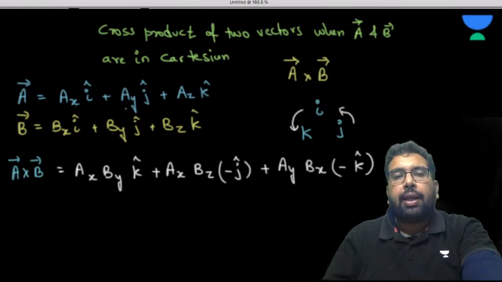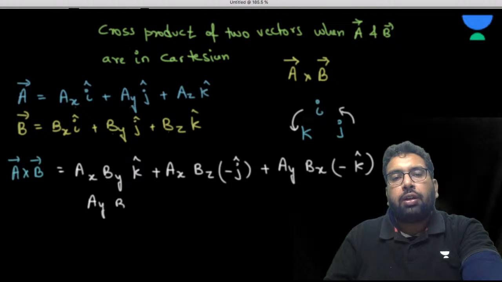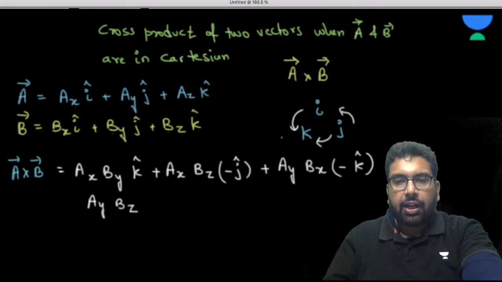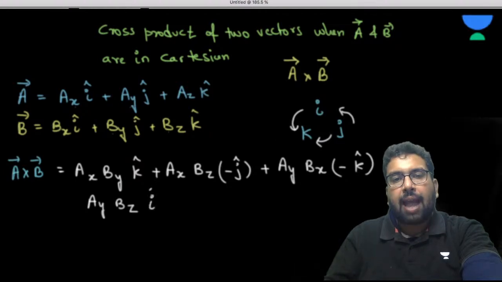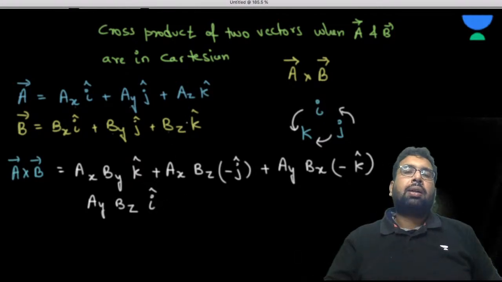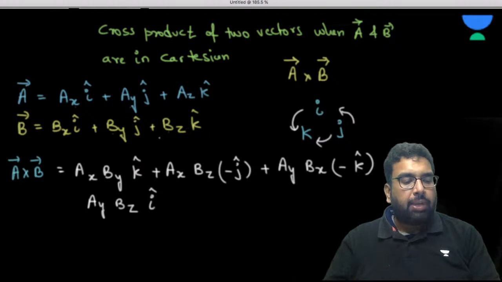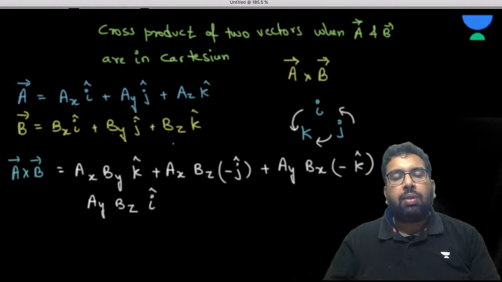Now ay, so this is going to be multiplied with the k factor. So ay bz. Now see, j cap to k cap. This is a clockwise thing. So j cap to k cap, it will become i cap. It will become plus i cap. Now let's come back to this k factor. So that is az k. Now az k multiplied to this thing. So it will be multiplied with i factor and j factor.